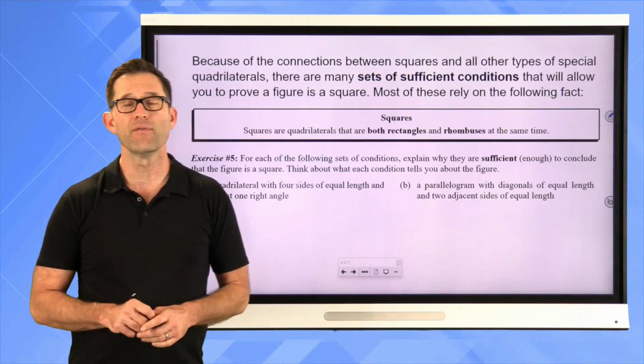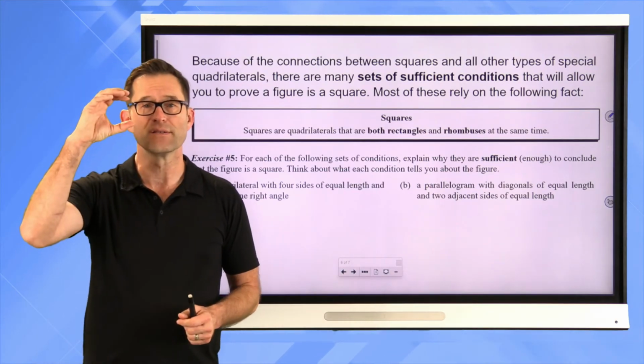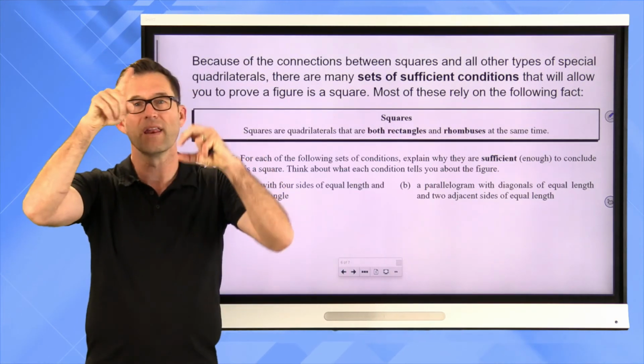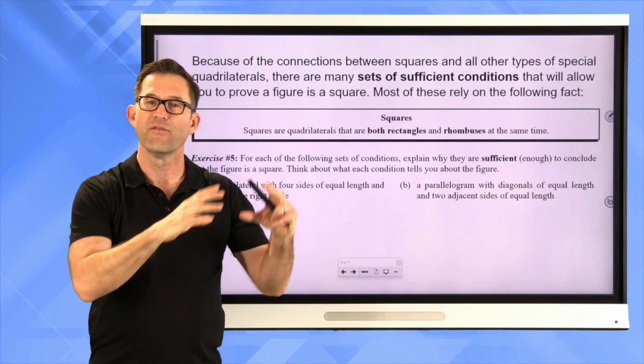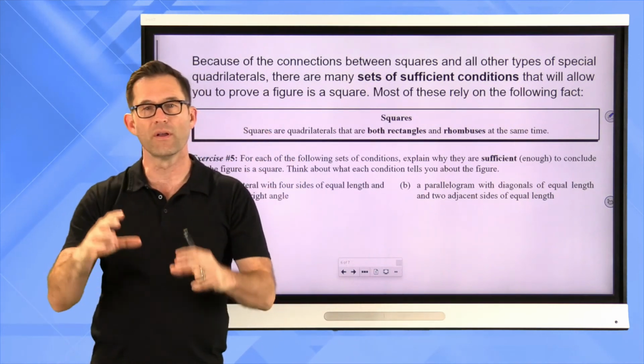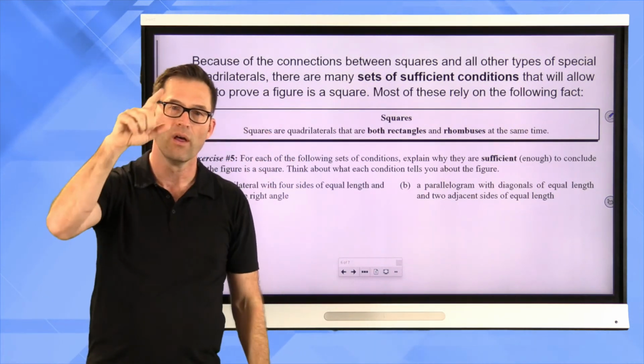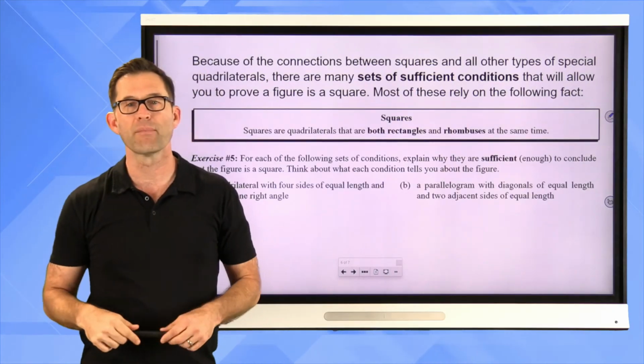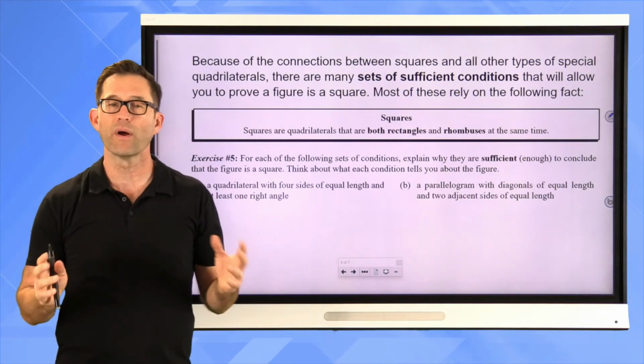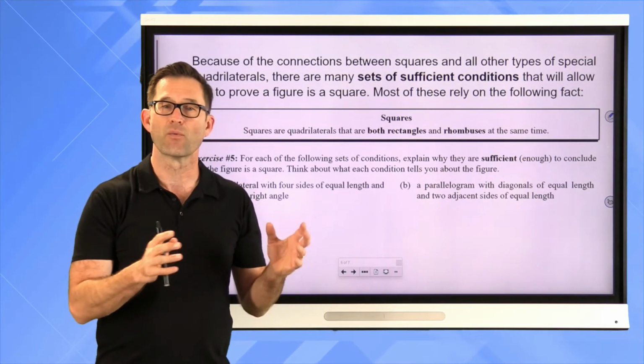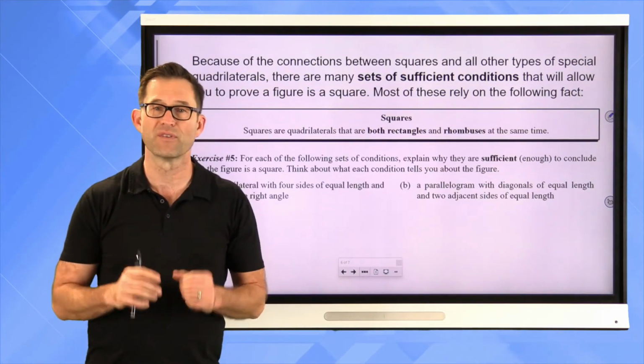So literally, if you've ever seen what's known as a Venn diagram, right? A circle and another circle, right? And an overlapping section. If you put all the rectangles in one circle and all the rhombuses in another circle, the figures that would be in the overlap, those would be squares. Because what a square really is, is a rectangle and a rhombus put together.